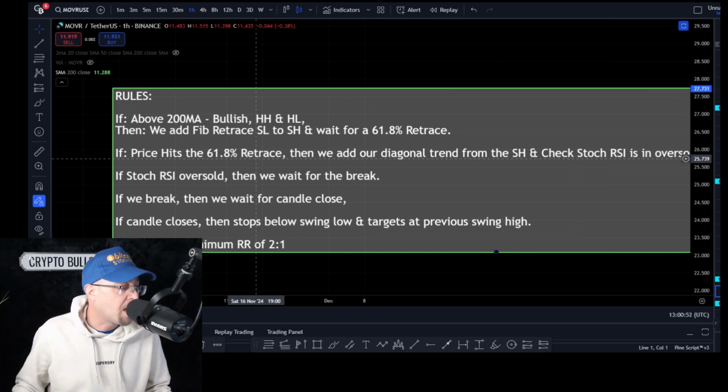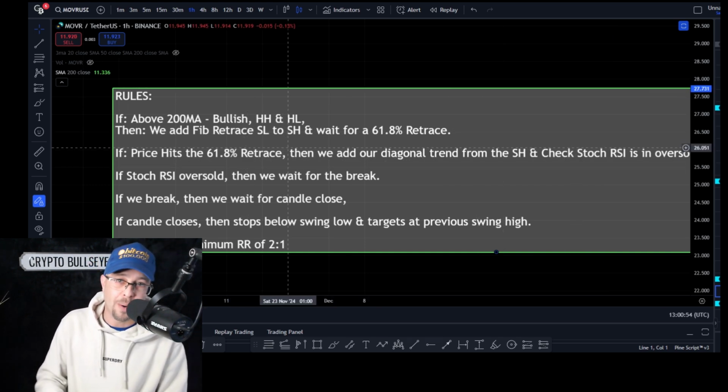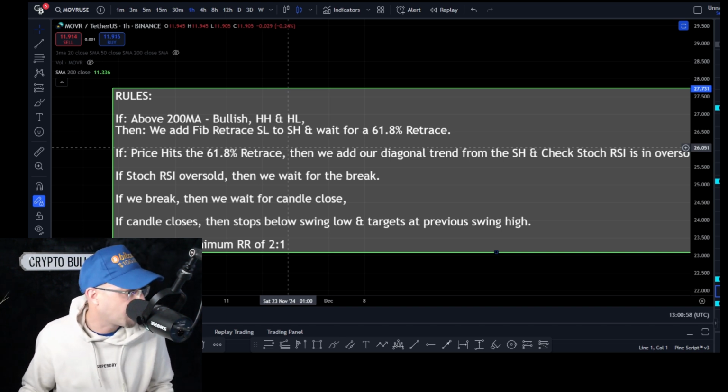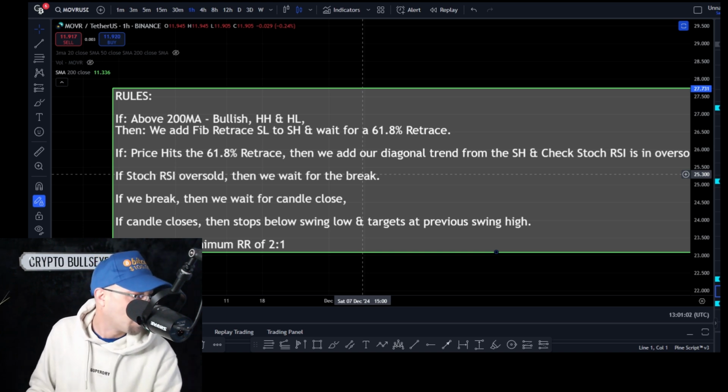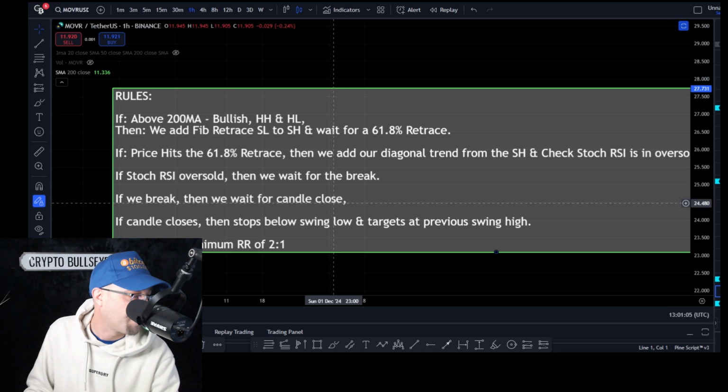So if the stochastic RSI is oversold at that point, so as we're pulling back, we're hitting the 618, the RSI needs to be oversold. Then that's going to be a tick, and it's going to allow us to move on to the next thing, which is going to be the break of trend. So if we get a break of trend, then we wait for the candle close.